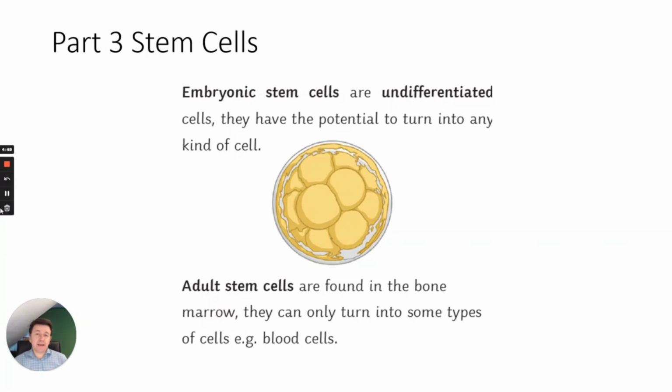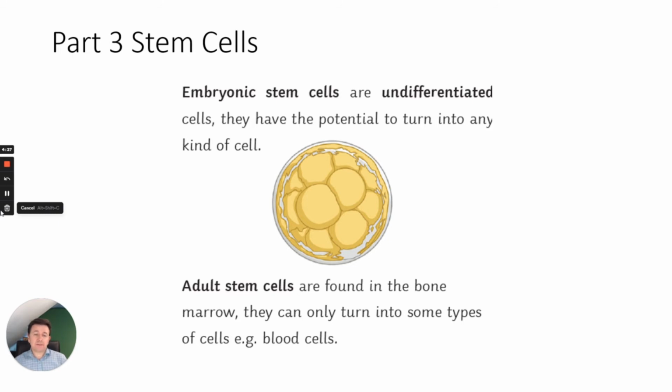Part 3 is stem cells. Stem cells are undifferentiated cells that can then differentiate into different types of specialized cells. There are 2 types of stem cells you need to know about in humans or animals, and that is embryonic stem cells. The embryo is when the sperm has fertilized the egg and the egg then starts to divide. So they are undifferentiated cells. They have the potential to turn into any kind of cell.